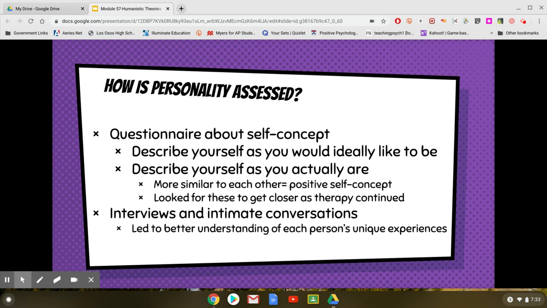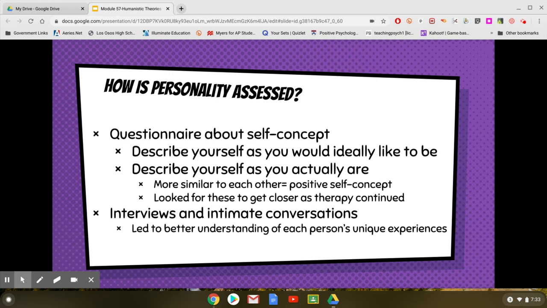What they would do is compare how you would ideally like to be versus how you actually are. The more similar to each other, the more positive self-concept that someone like Rogers would say you had. And the goal, if we put this in a therapeutic setting, is to move the answers to those two questions as close together as possible.